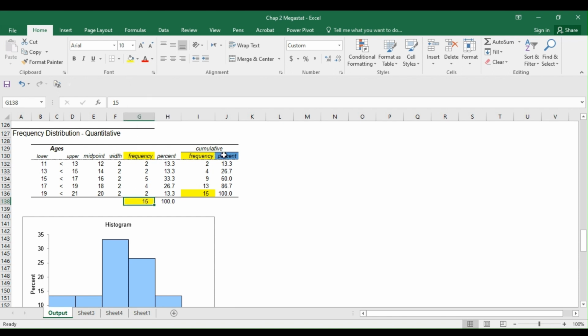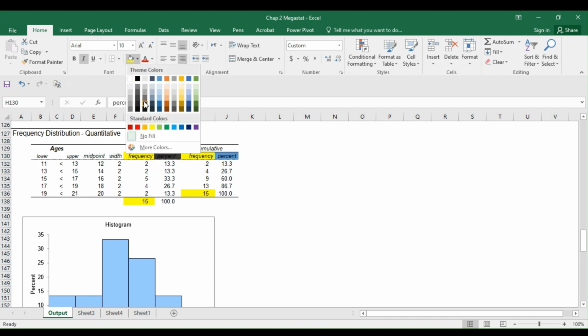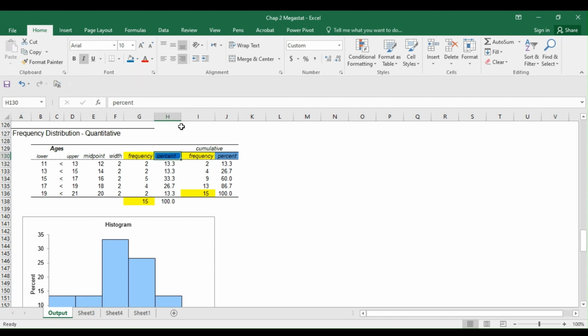How do we get cumulative percentage? Cumulative percentage comes from percentage. The first value is the same, 13.3, and then 13.3 plus 13.3 equals 26.7, then 26.7 plus the next percentage, and so on. Remember the last value of cumulative percentage is always equal to the sum of percentages. And these things are very important to remember.